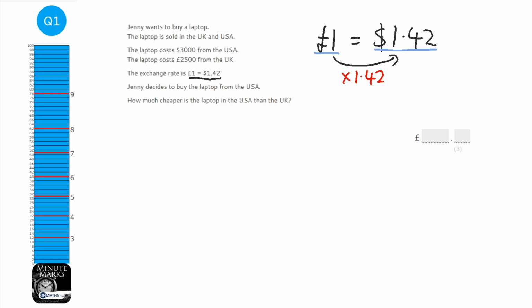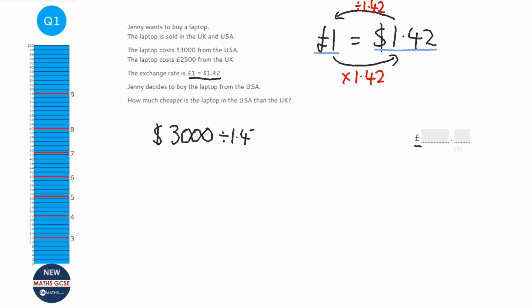So the problem with this question though is that it wants the answer in pounds, so we'll need to convert both of these things into pounds. So we're actually going the other way. When we go the other way, instead of times we just divide. So we're dividing dollars by 1.42 to get to pounds. So we've got $3,000 and we want to convert it into pounds. So we're going to divide it by 1.42, and I'm just going to type that into my calculator. So 3,000 divided by 1.42, and it's to the nearest pound, 2112.68. Obviously to 2 decimal places, because money is always to 2 decimal places.